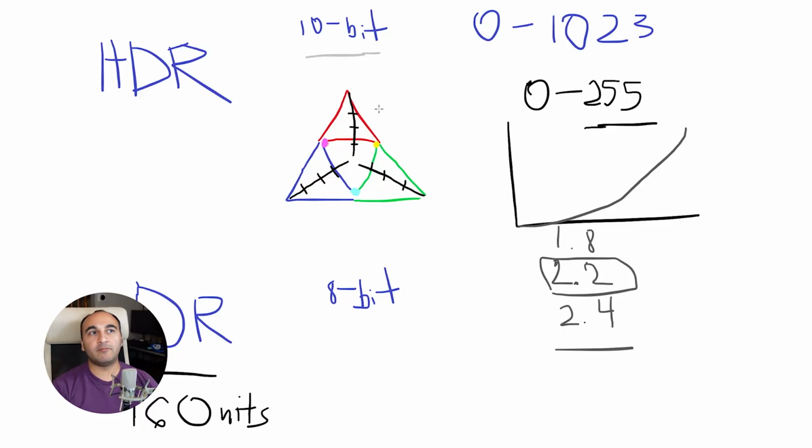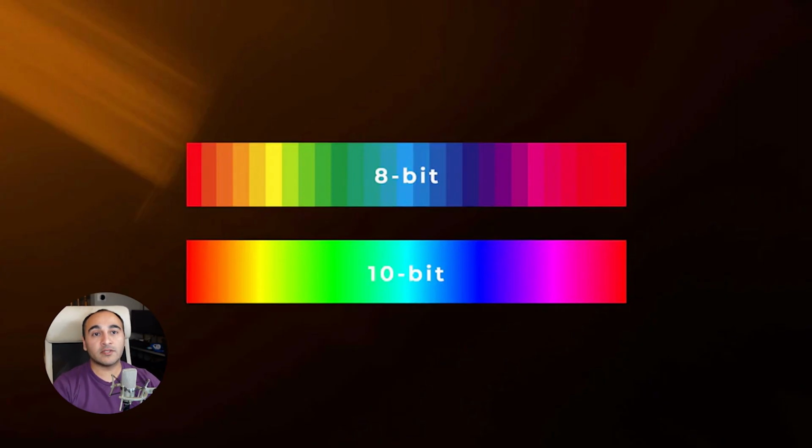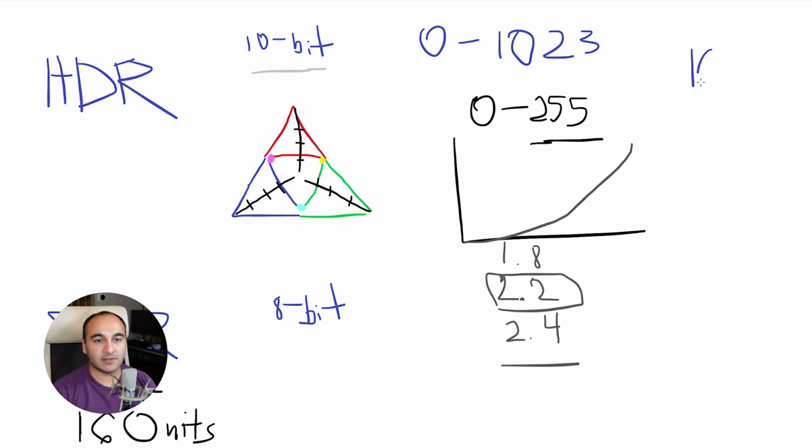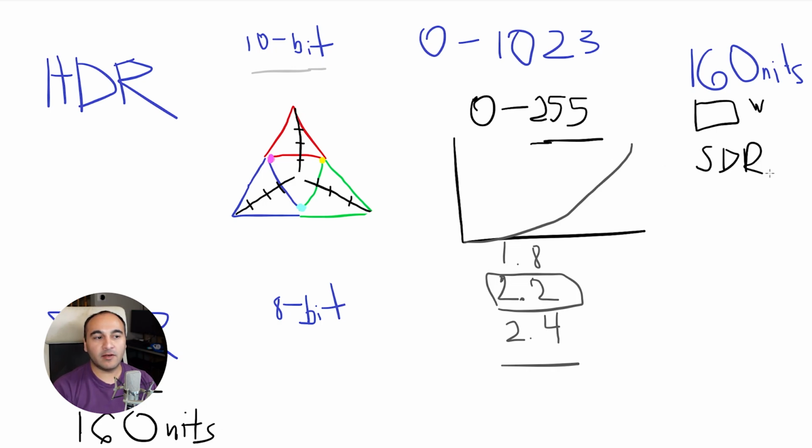And what that does is, in different scenes of different lighting color, you have more colors to work with. You have a wider space of colors to use within the same confines. So let's say that white is 160 nits. So I'm going to draw a black box. This is white, W. That's pretty much SDR. So in this space, if you have 10-bit color, that means you still have SDR, but you have more little tick marks to use with 10-bit color.